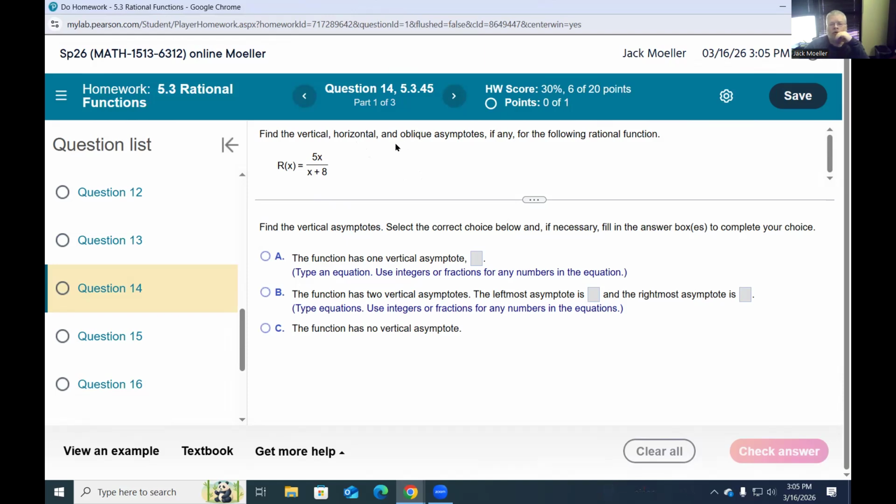Okay. So for the vertical, let's see. So find the vertical. So that's where we divide by 0. So this would be -8. Okay. Now here are your choices. 1 vertical asymptote, 2 vertical asymptotes, or none. All right. So that none is when we get like an i in the bottom. But at -8, so there's only one.